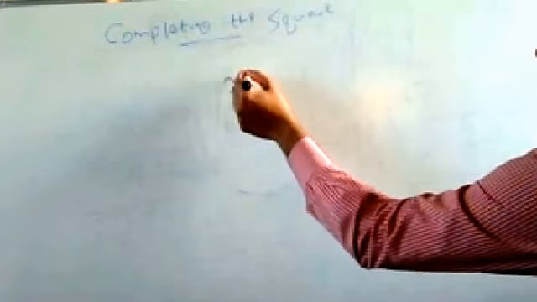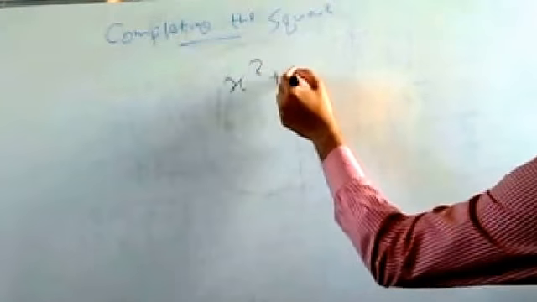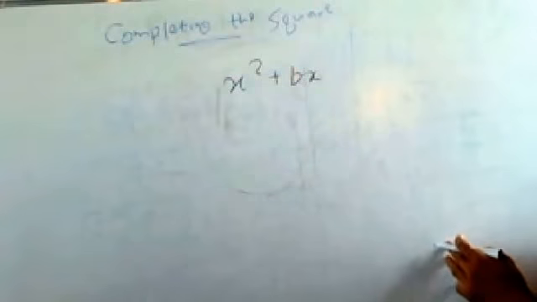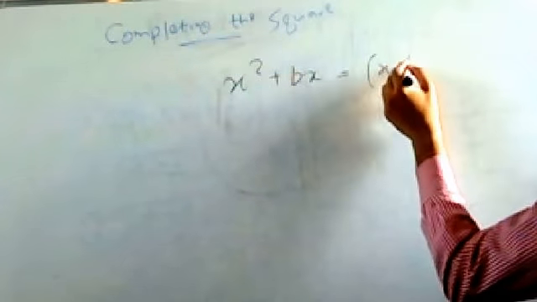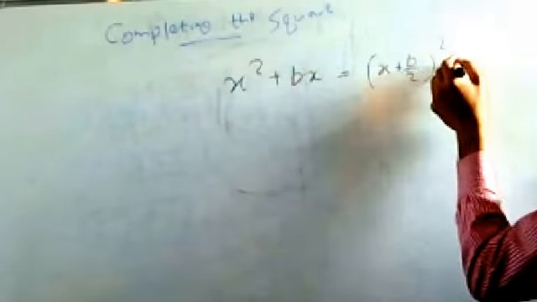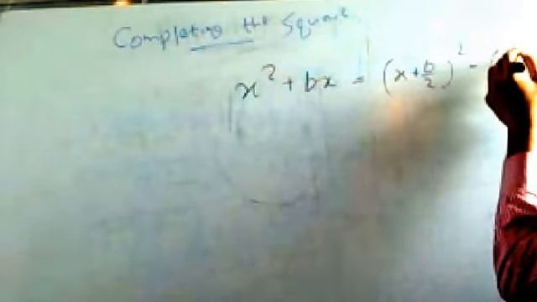Okay, in this video I'm going to go through quadratic equations using completing the square. So you probably know completing the square from GCSE. If you have something like x squared plus bx, then when you complete the square it becomes x plus b over 2 squared minus b over 2 squared.